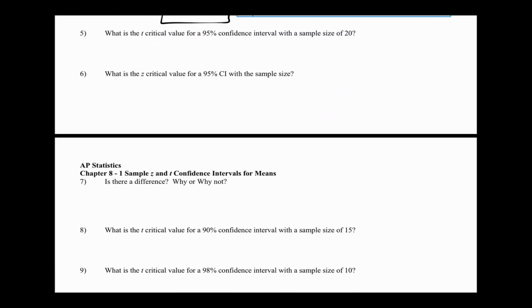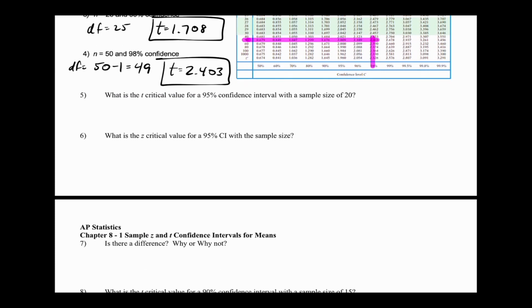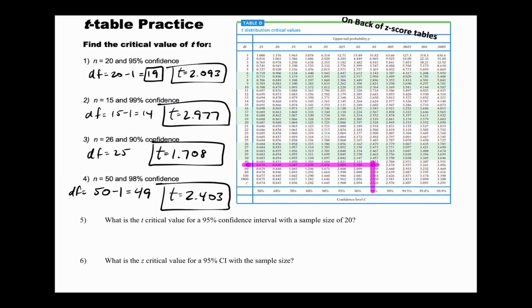All right, so I want you to do the rest. I want you to do 5 through 10. There's a couple on the back. What are the T-scores or T-criticals for each of those?